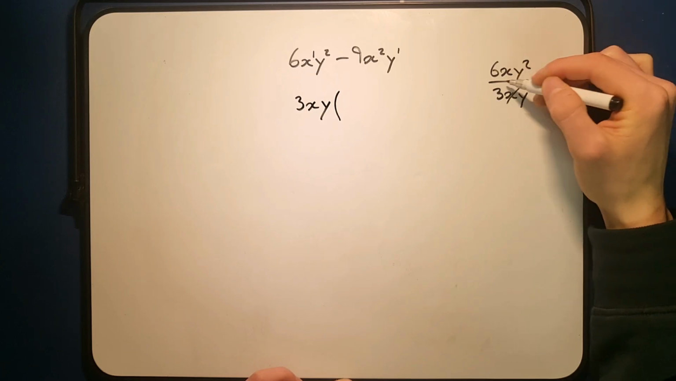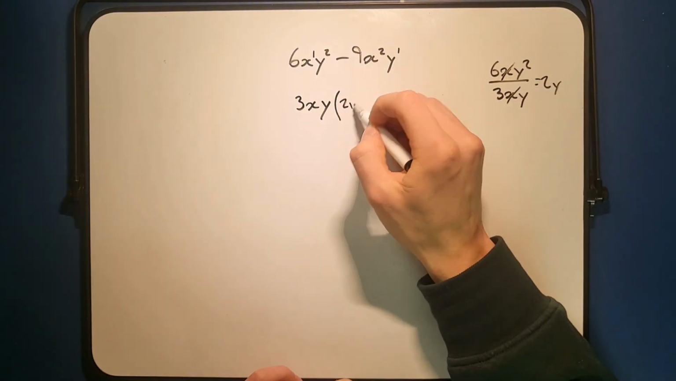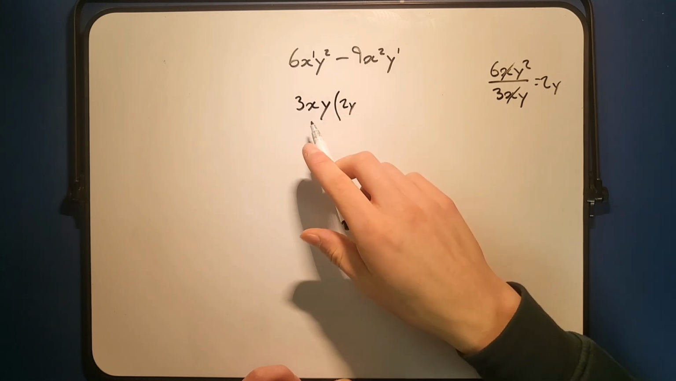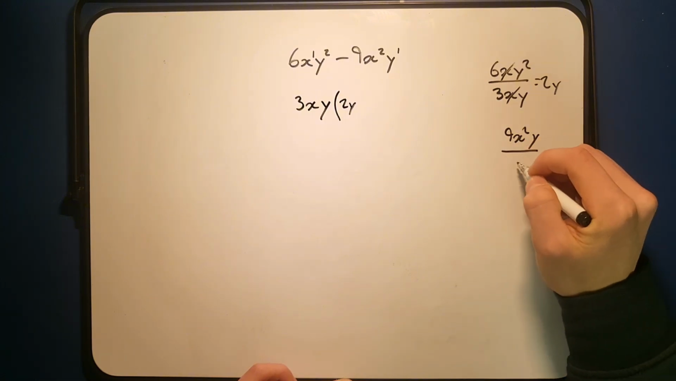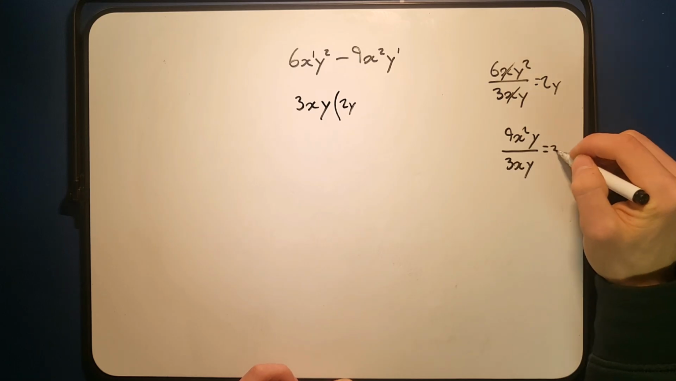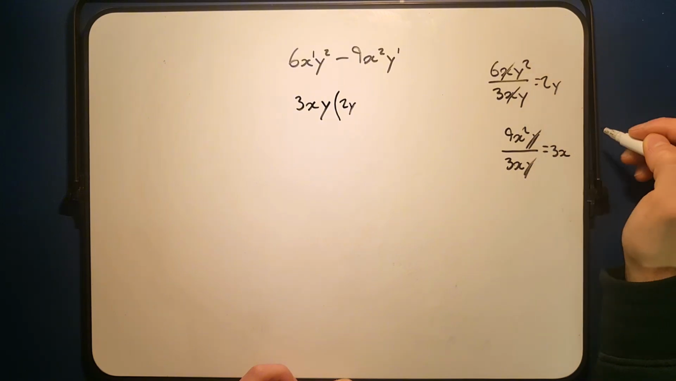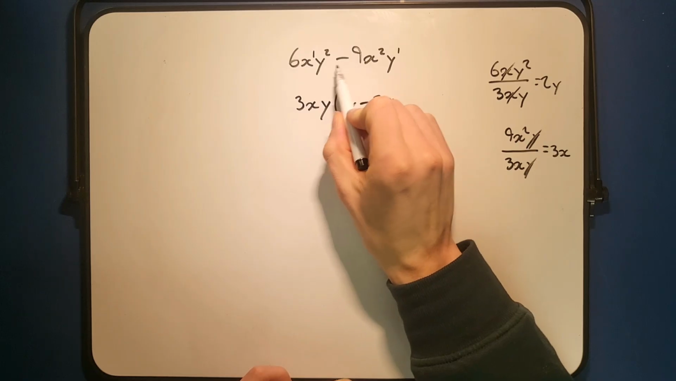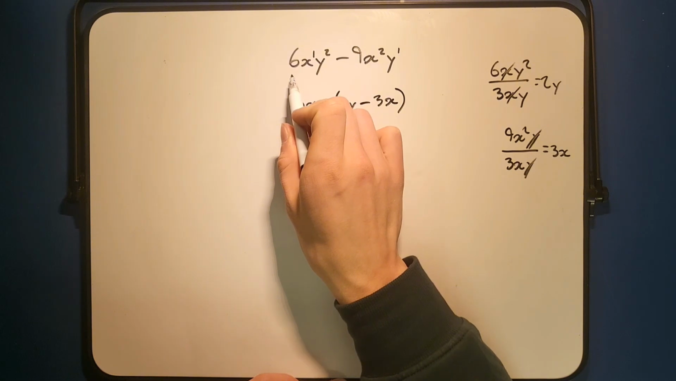X divided by x, these cancel out. And y squared divided by y is simply y. So we get 2y in this part. Now we're going to do 9x squared y divided by 3xy. So we get 9 divided by 3, which is 3, x squared divided by x, which is x, and y divided by y cancels out. So we're going to be left with minus 3x, because remember we have a minus sign here, and that stays. Okay? And that would be our factorization of this algebraic expression.